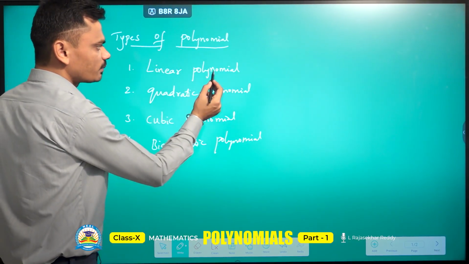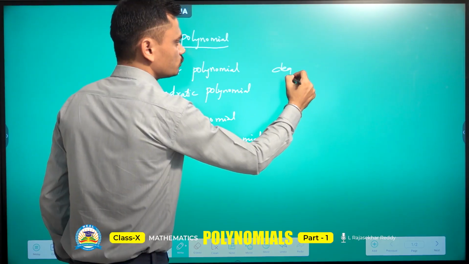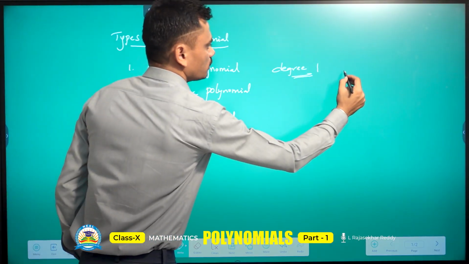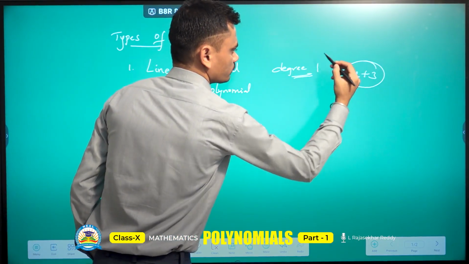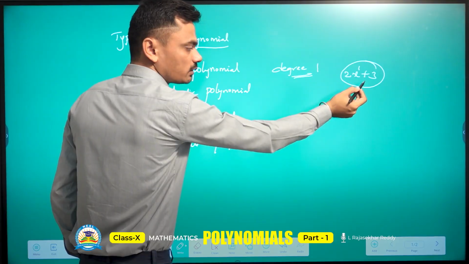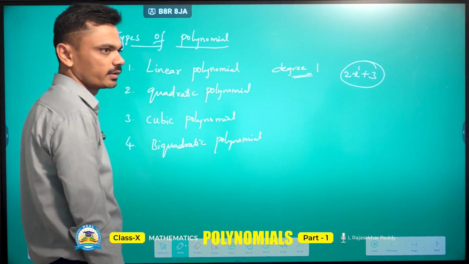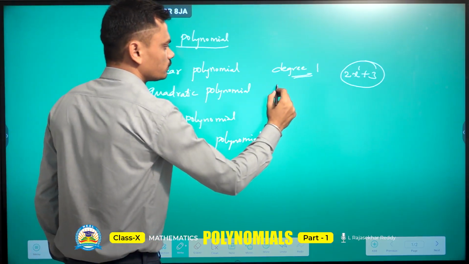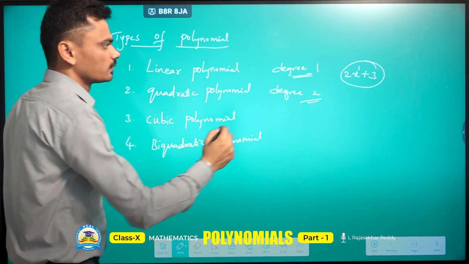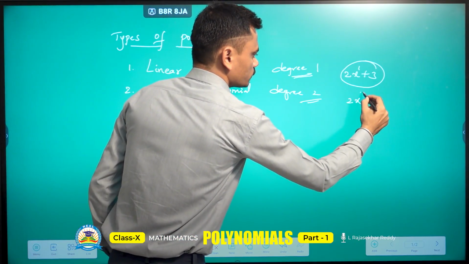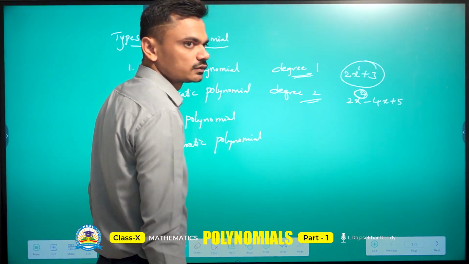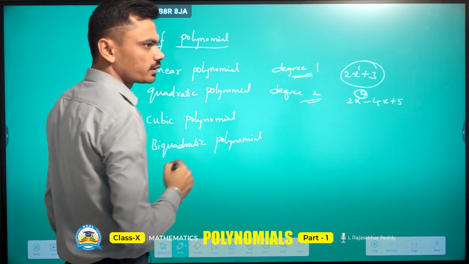Here a linear polynomial is nothing but the degree should be 1. For example, 2x plus 3. See here, the highest power is 1. So the degree of the polynomial 2x plus 3 is 1. You can call 2x plus 3 a linear polynomial. If the degree is 2, then it is a quadratic polynomial. For example, 2x square minus 4x plus 5. See here, the highest power is 2. So the degree is 2. You can call it a quadratic polynomial.